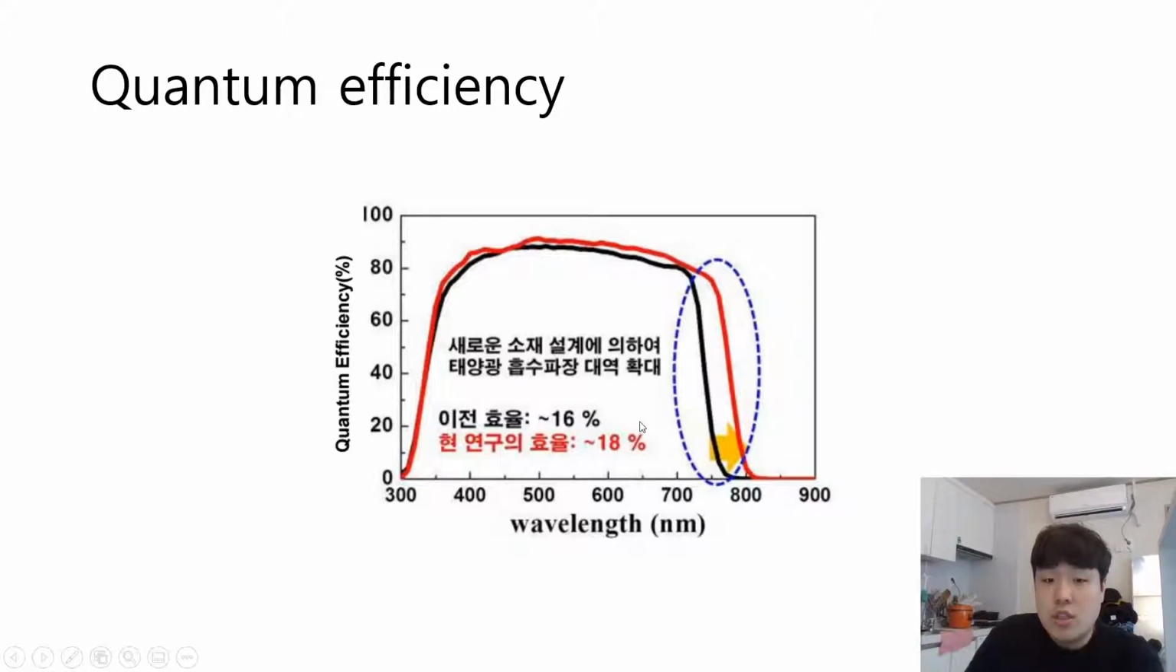And we research a lot of materials for the solar cell, but the research efficiency in this century is 18%.